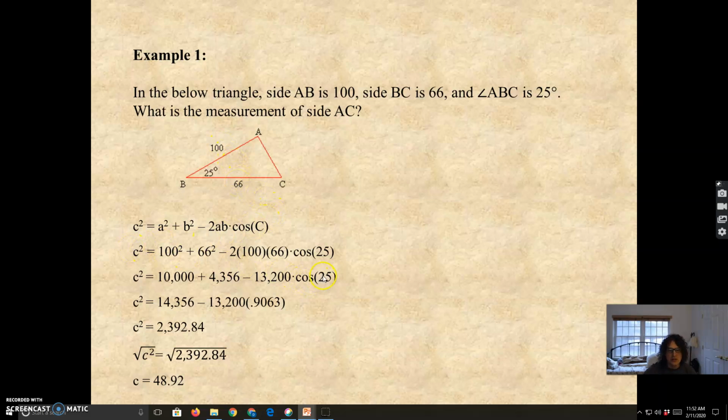We do our calculations. The cosine of 25 degrees is going to be this, multiplying it all through, and then doing 14,356 minus this other piece, we get 2,392.84. Square root both sides. We get side c is equal to 48.92. So side c, this side right here, is 48.92. It basically corresponds to this angle right here.